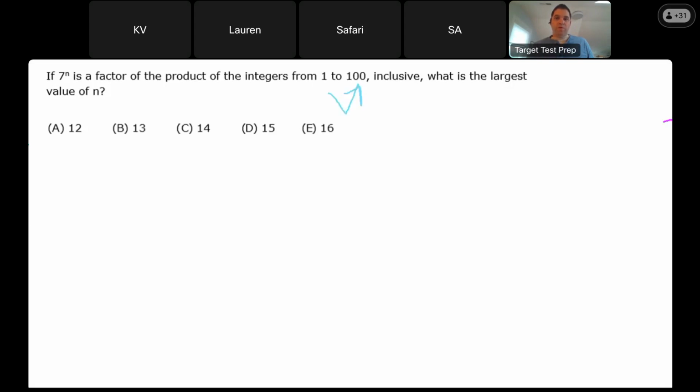Okay, so one option is you just break down 100 factorial and you look at the multiples of 7 and you count. And that's doable in some cases, but also unnecessary. So the mode of doing this is you take 100 and you care about the number of 7s.